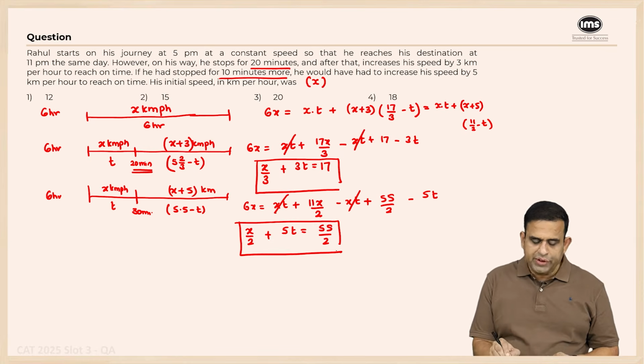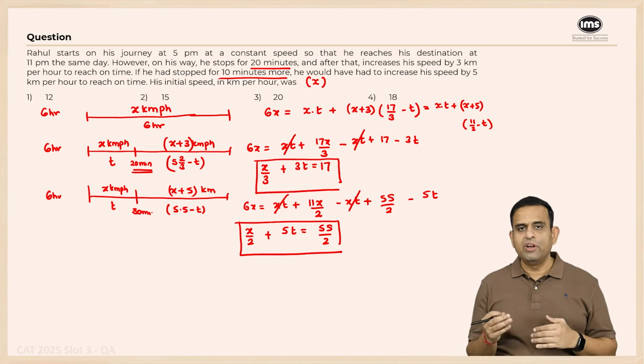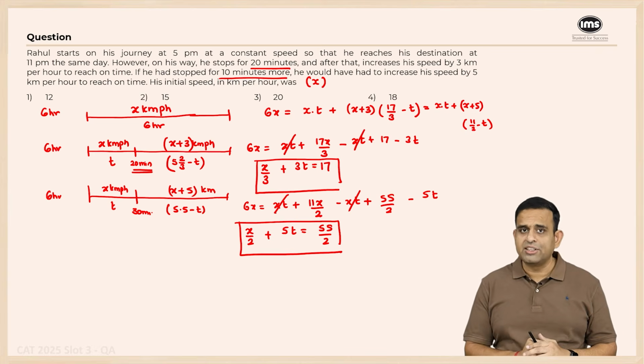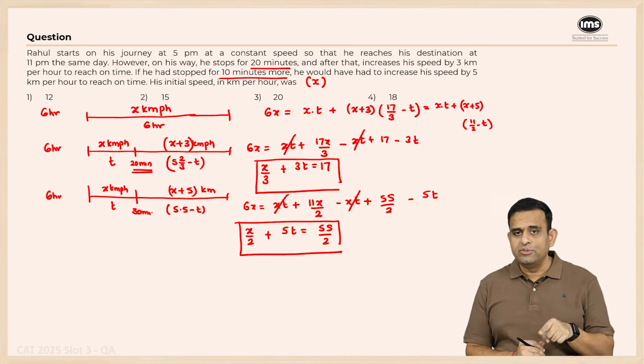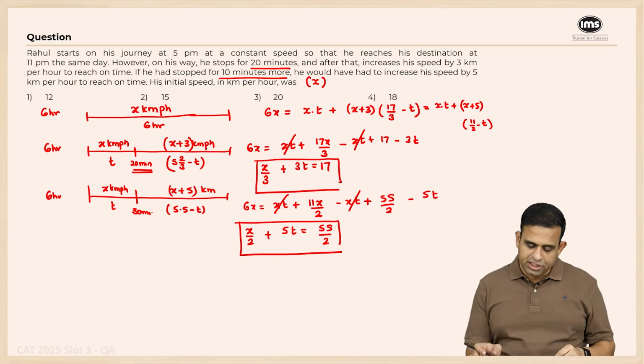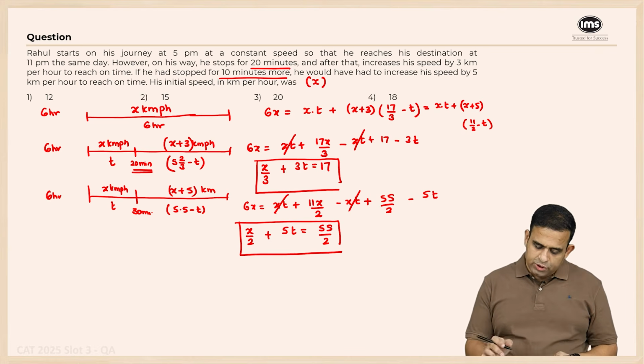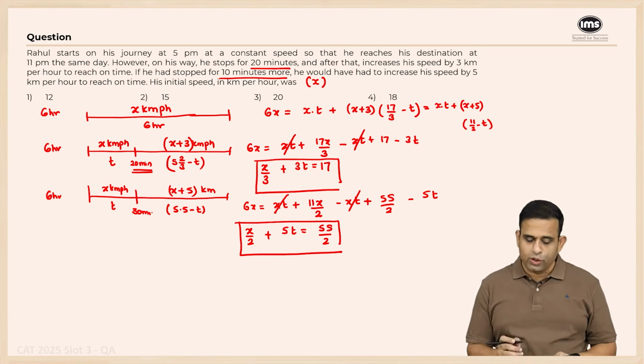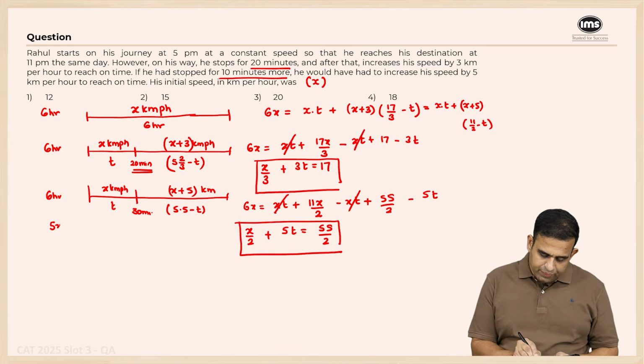So we have got two equations, two variables, and now we can easily find out the value of both x and t. If you look here, the objective is to find the value of x. So maybe I can just try to eliminate t from here. Let's multiply the first equation by 5 so that we get 15 as the coefficient of t. So 5x by 3 plus 15t is equal to 85.